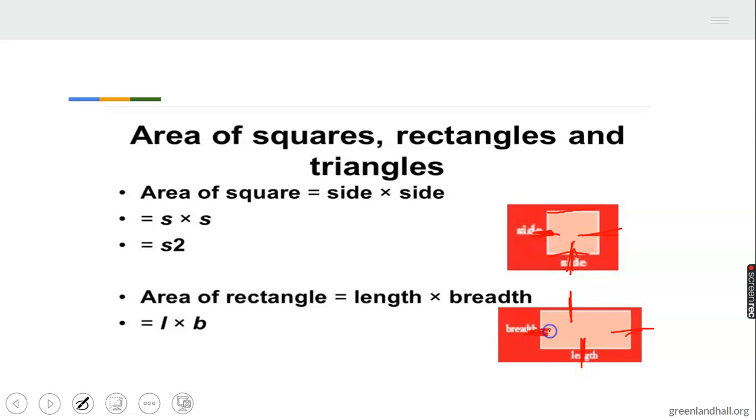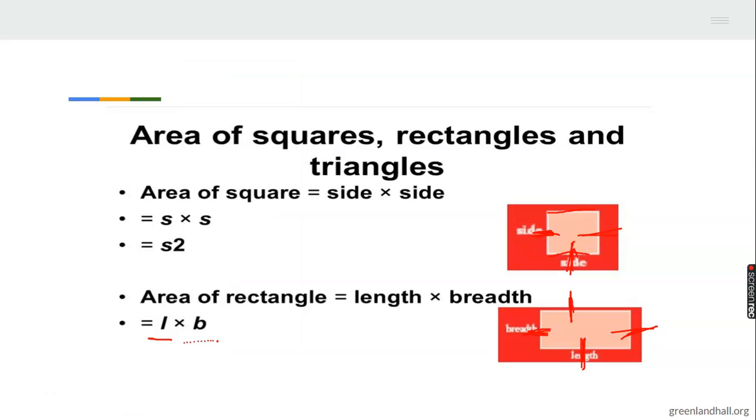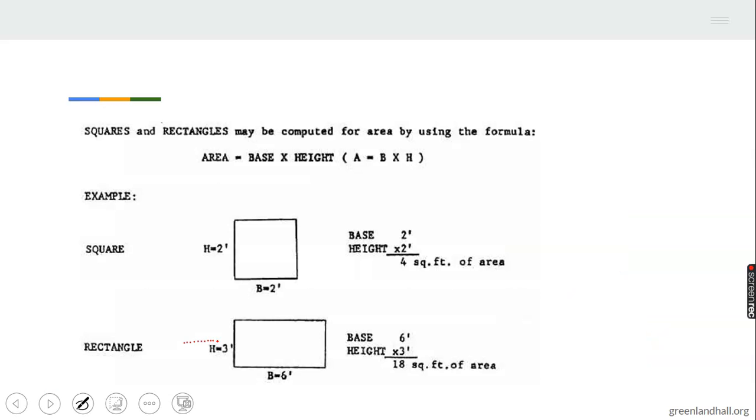I said the right side is the same thing as the left, then the upper side is the same thing as the lower side. Is that taken? So the area of a rectangle as well is length times breadth. Just multiply the two sides, you are going to get your area. And after getting the area, you must always make sure you put your square.